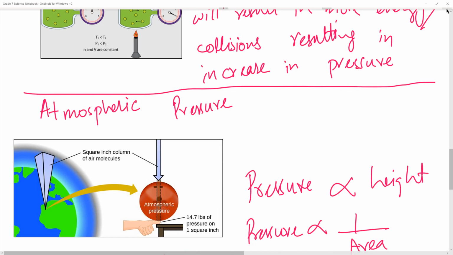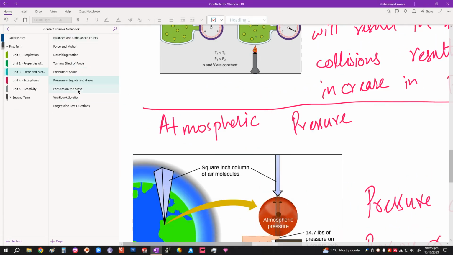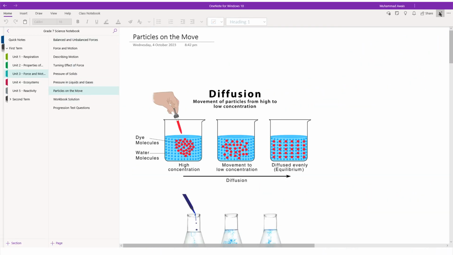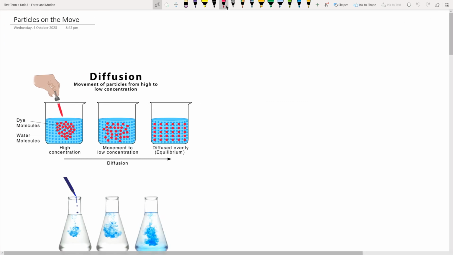Now moving on to the last topic, which is I think the most fun topic, and it's more diagrammatic in nature. So what is diffusion? Diffusion is the process of one type of particles spreading out in another type of fluid. So one liquid spreads out into the other liquid, or one gas spreads out into another gas.